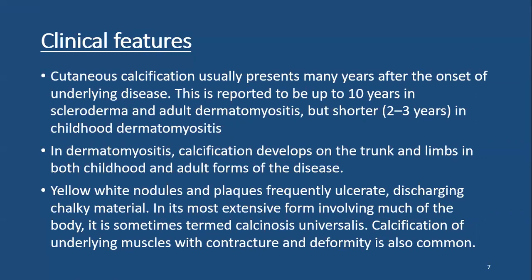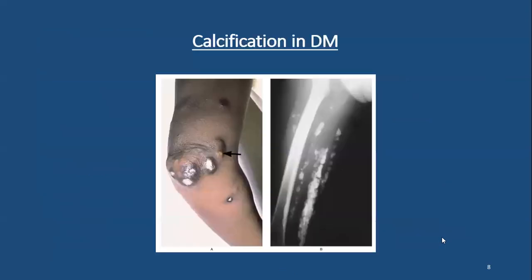Yellow-white nodules and plaques frequently ulcerate, discharging a chalky material. This is transepidermal elimination. Sometimes this calcification is more universally distributed on the body, and this is called calcinosis universalis. Then calcification may develop in the underlying muscles, which results in contracture and deformity.